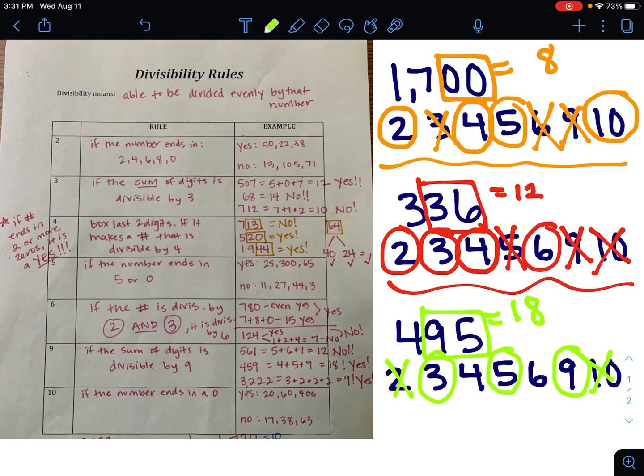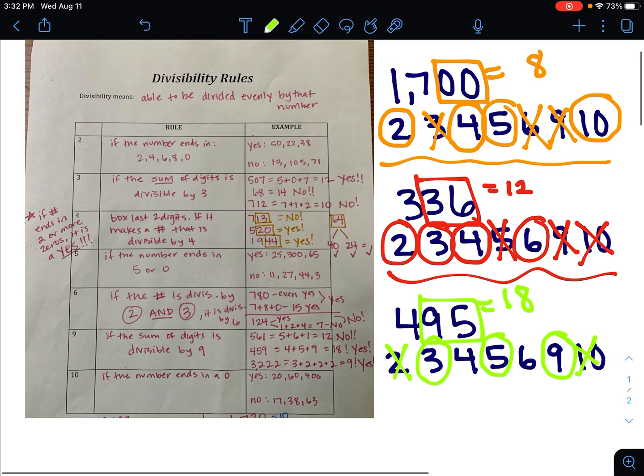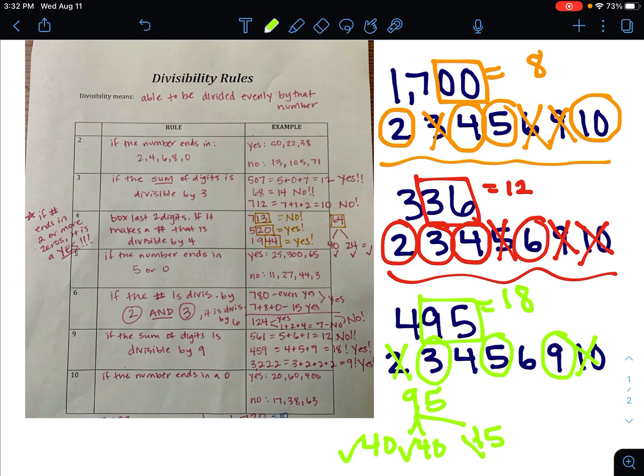Remember, 4 is boxed the last 2 digits, but this one's harder because 95 is so big I don't know if 4 goes evenly into it. So here's 2 hints. Number 1, 4 never goes in anything that ends in an odd number. 5 is odd, therefore it would be a no. But let's say you didn't know that rule and you were just dying to try to figure it out a different way. You could break 95 into 40 because you know 4 goes into that, another 40 because you know 4 goes into that, and 15 would be left over. So that would make 95, and 4 goes into this, but not this. So that's another way to know 4 is a no.